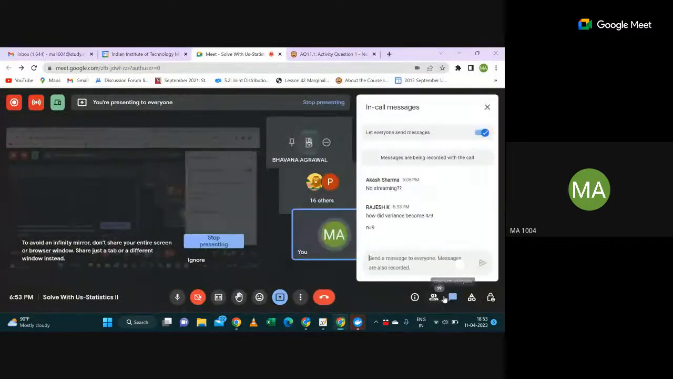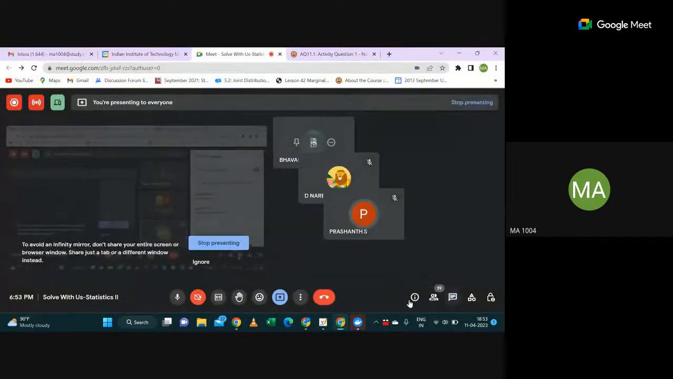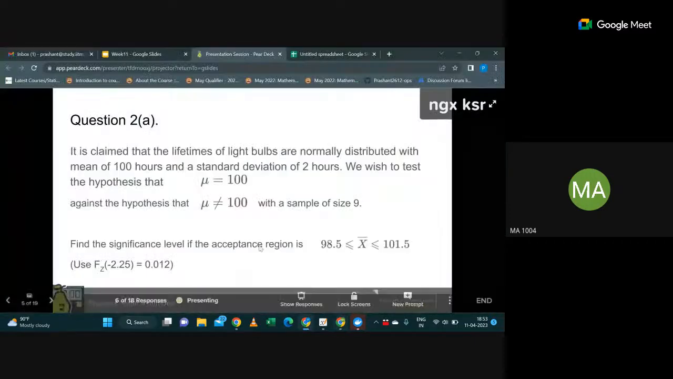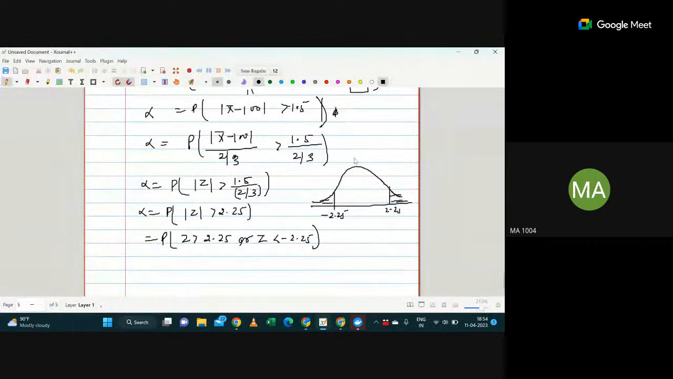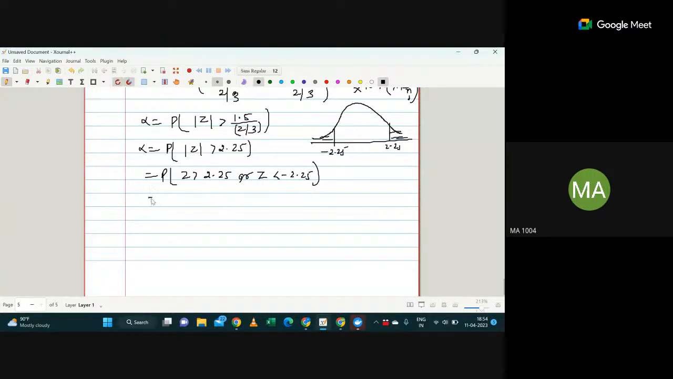Someone is asking, how did the variance become 4 by 9? So Rajesh, in the question, n is given as 9. We know if x follows normal mu comma sigma square, then the distribution of x bar will be normal mu comma sigma square by n. Sigma is given to us as 2, so sigma square will be 4, and n is given as 9. Is this clear now?